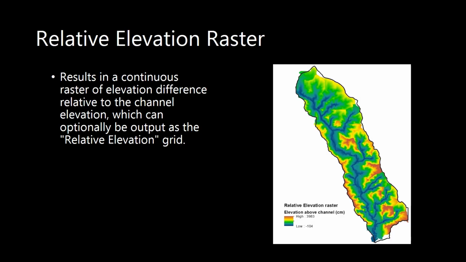That optional output that I did choose to create, that's the relative elevation raster. The results are a continuous raster of elevation difference relative to the channel elevation. So basically from the channel, how high is everything around it?